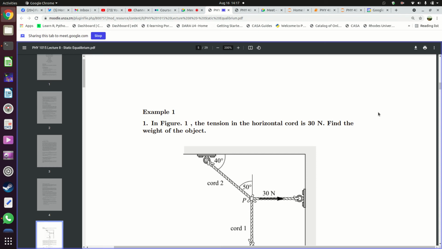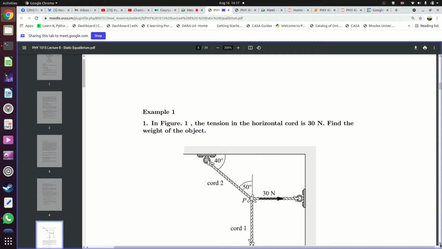Okay, so we've got about 10 examples, and they are arranged in such a way that the first few focus on the first condition of equilibrium, where we add up the forces along the x direction and along the y direction, and they have to give us 0. The other examples focus on the second condition of equilibrium.